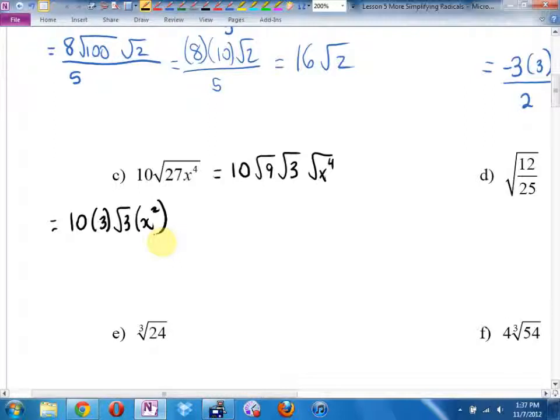See it? In terms of the numbers in front, I'm going to have that times that times that. It's going to be 10 times 3 times x squared. In front of everything, I'm going to have a 30 x squared, and left behind inside the radical, a root 3.